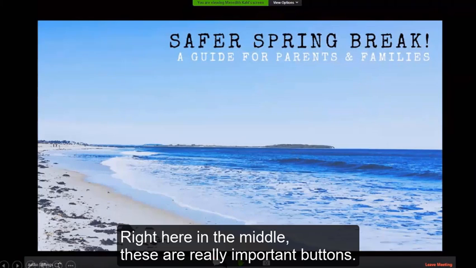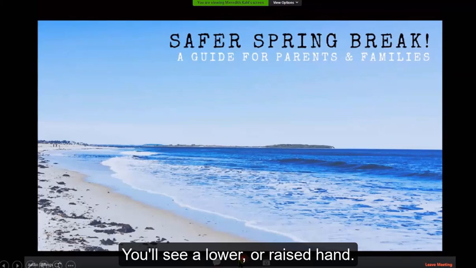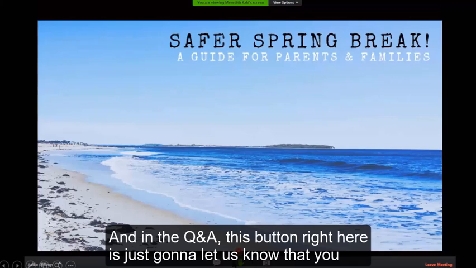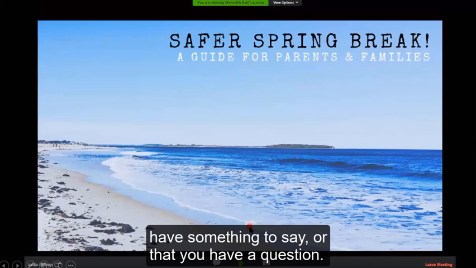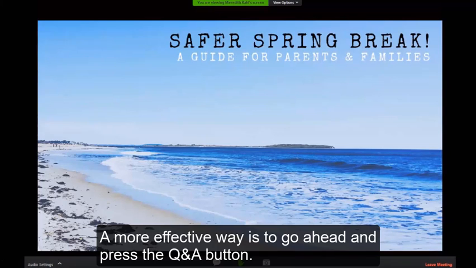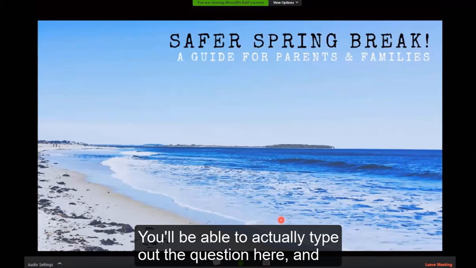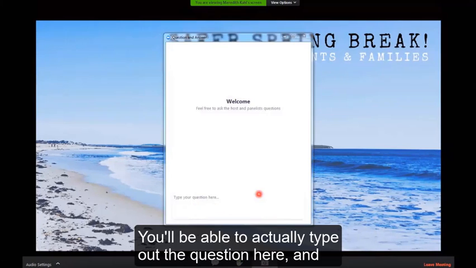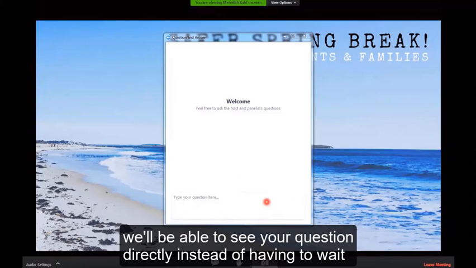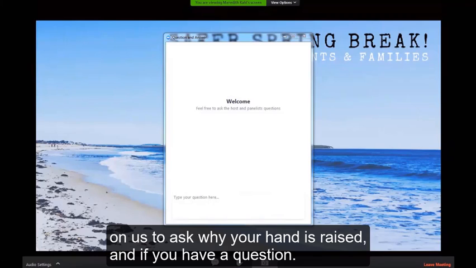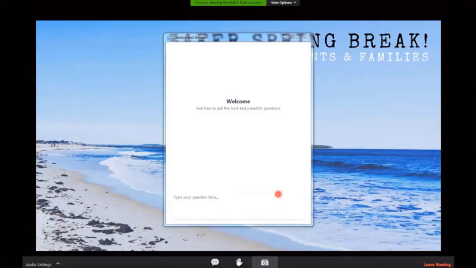Right here in the middle, these are really important buttons. You'll see a lower or raise hand and then a Q&A. This raise hand button is just going to let us know that you have something to say or that you have a question. A more effective way is to go ahead and press the Q&A button. You'll be able to actually type out the question here, and we'll be able to see your question directly instead of having to wait on us to ask why your hand is raised and if you have a question.